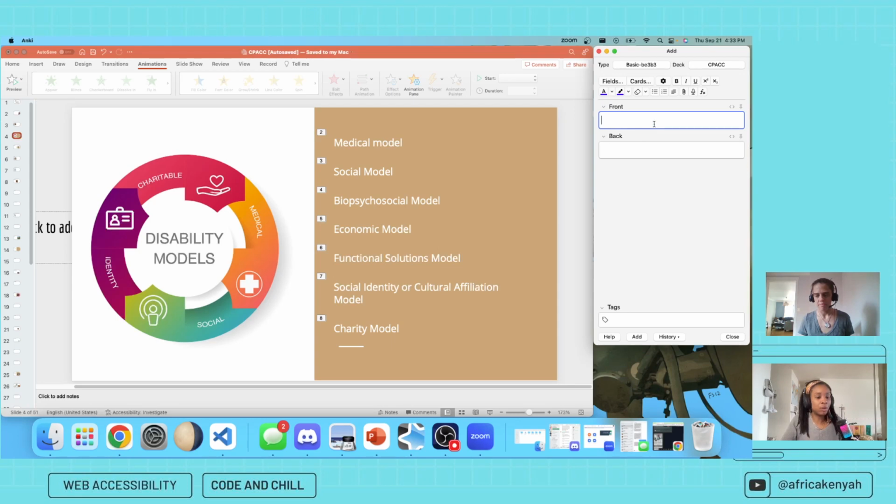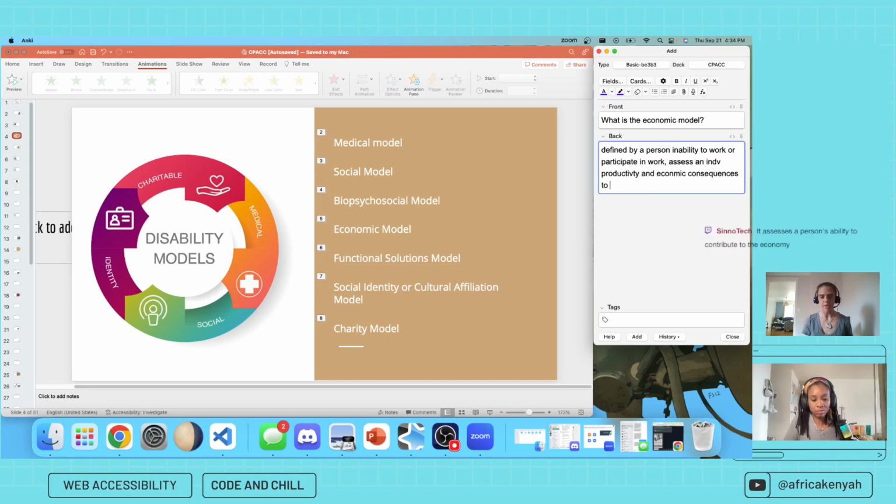All right. What's the economic model? It's defined by a person's inability to work, inability to participate in work. Absolutely. It assesses an individual's productivity, and the economic consequences to the state, to them, to the employer. That might be a little more than you need for your Anki card. Nah, I stack my Anki cards up as far as they can go. Sinotech said it assesses the person's ability to contribute to the economy. Yes. If that's very simple, right.